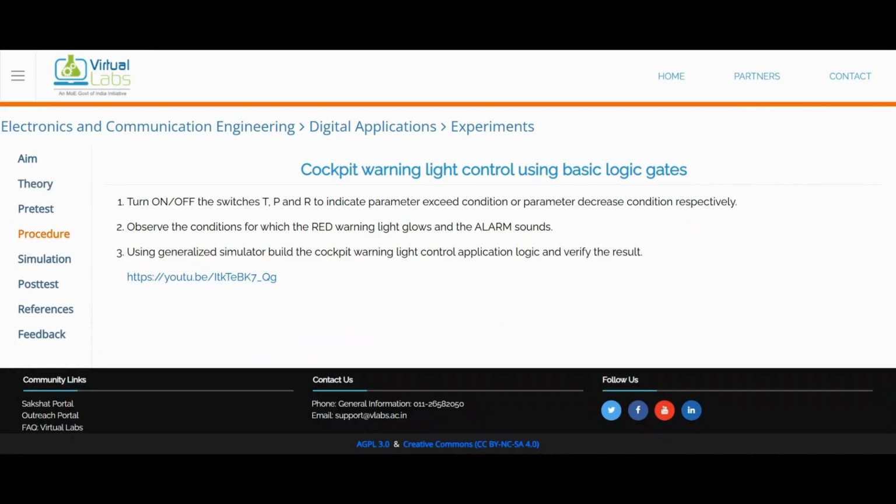So the NOT gate inverts the RPM signal, and the OR gate combines pressure and NOT RPM. The AND gate checks the result with temperature and gives the final output, and drives the warning light and alarm in the cockpit. So next we'll move on to the simulation.